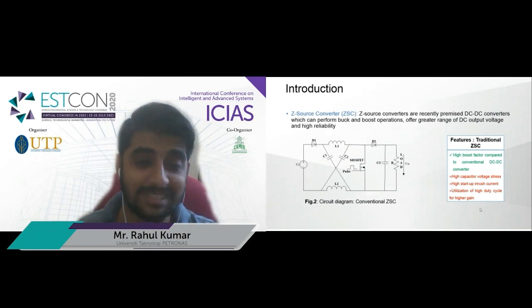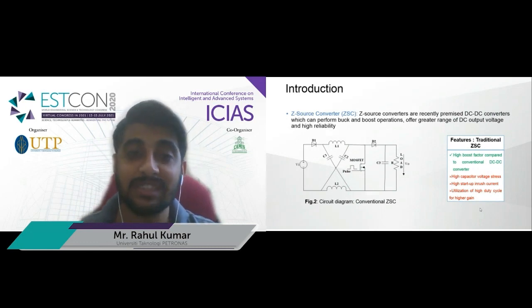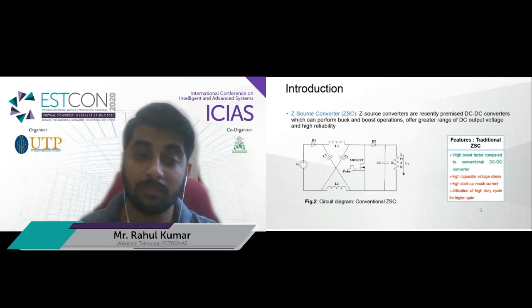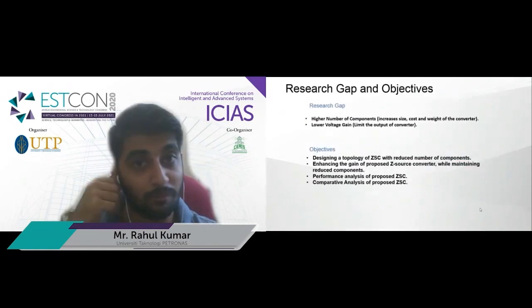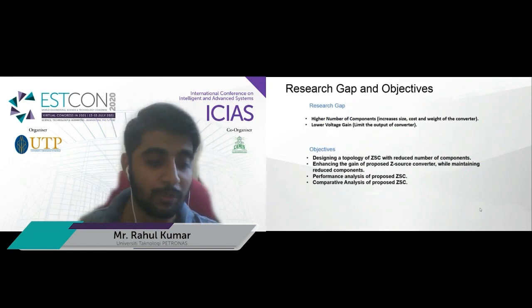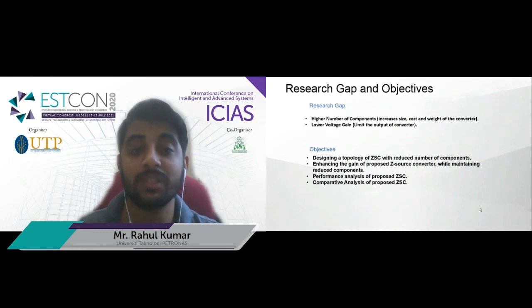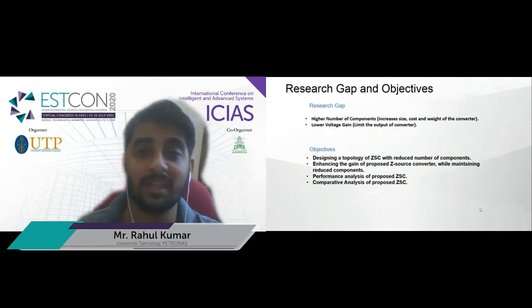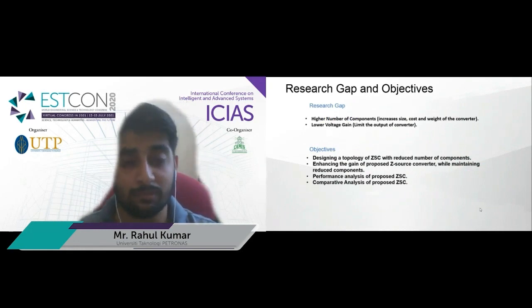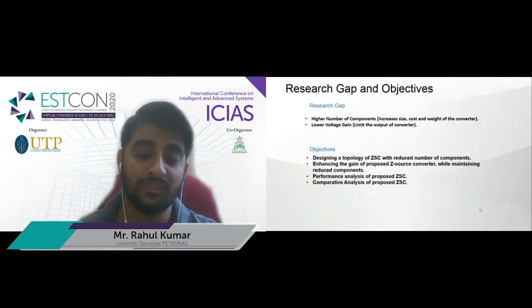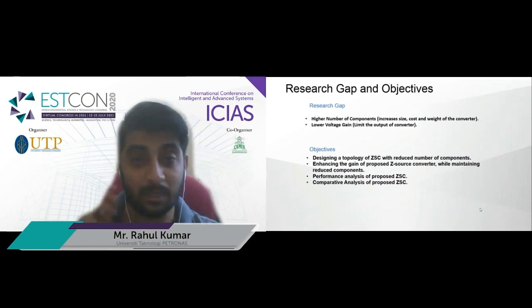To avoid these disadvantages, there are different techniques and topologies available in the literature. For example, the voltage multiplier cell is one of the techniques by which we can enhance the gain of the Z source converter. There are some cells which we employ in the Z source converter so that the output of the converter can be higher. But if we want to get higher gain, we are increasing the number of external components.